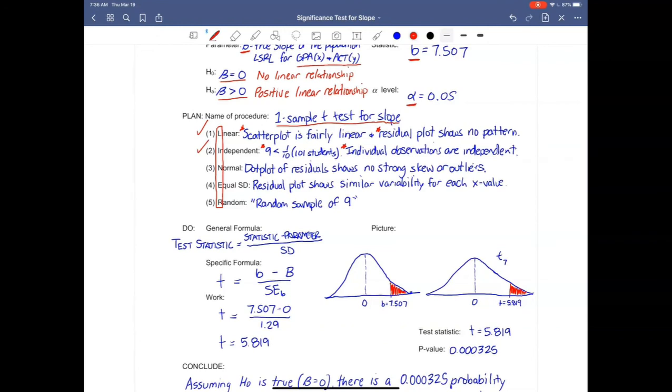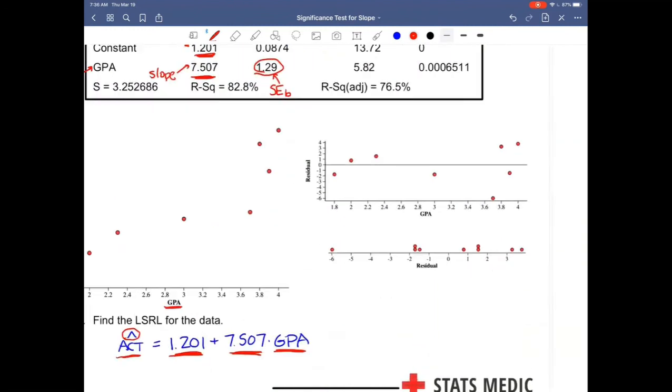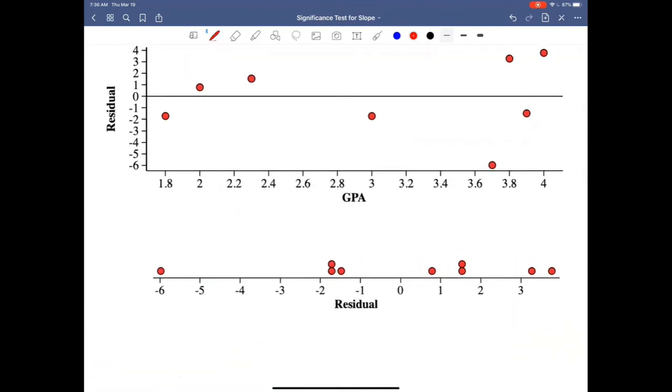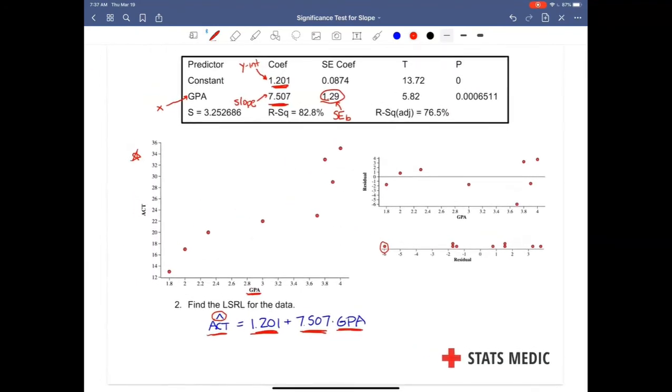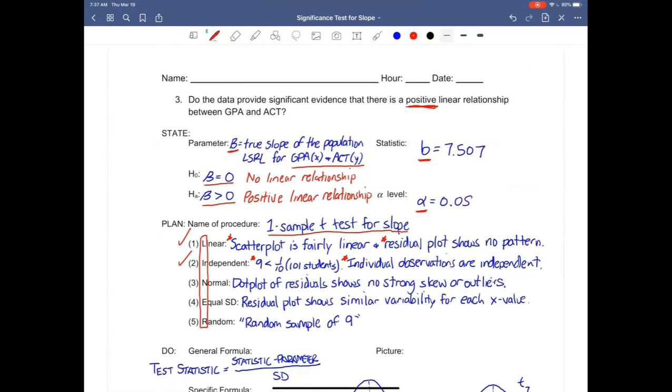For the normal condition, we need to take a look at the dot plot of the residuals, okay? Not the residual plot, the dot plot of residuals. So if we look at the dot plot of residuals here, we're trying to check if there's strong skew or outliers. Now, I was a bit concerned about this value here, but I went ahead and checked using the outlier rule, and it was not considered an outlier. So we're going to go ahead and say that the normal condition is satisfied.